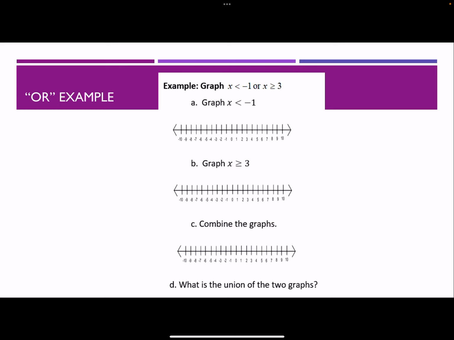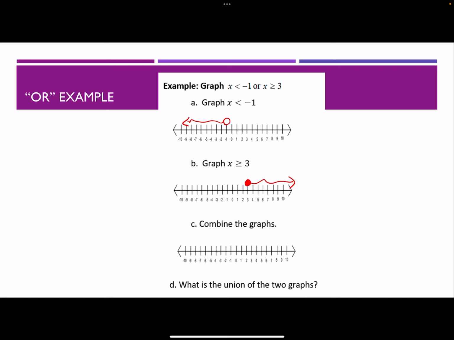All right, let's try another one. So if I have x is less than -1 or x is greater than or equal to 3, again, we're going to start thinking about each of these separate graphs in isolation. X is less than -1 is going to look like that. So x is greater than or equal to 3 is going to start at 3. It's going to be a closed circle because it's going to include the 3. And it's going to shade to the right like that.